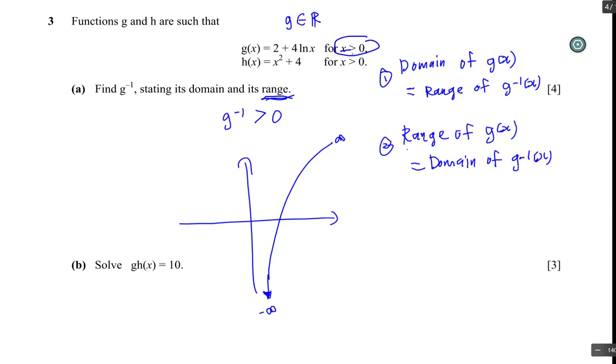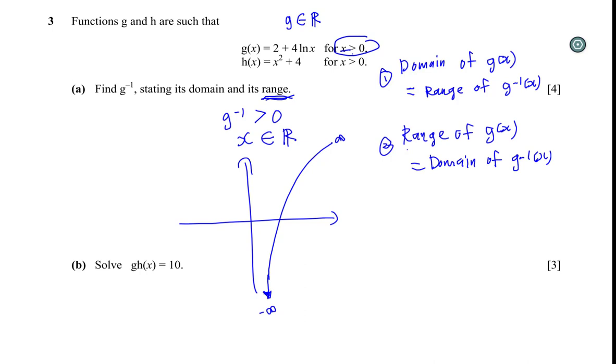So this is the range for g(x). The range of g(x) will equal the domain of g inverse, isn't it? So the domain for g inverse will be x is an element of the real numbers. The element of the real numbers is how we represent the infinity, no matter for x or for y. From negative infinity to positive infinity, we call it the element of the real numbers. That means we include all the numbers.